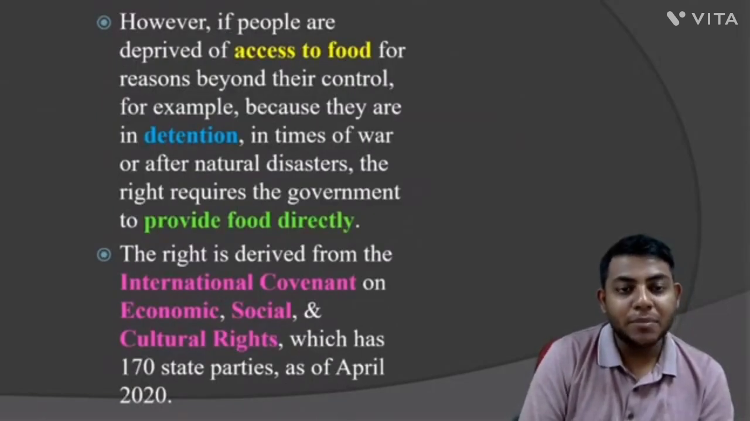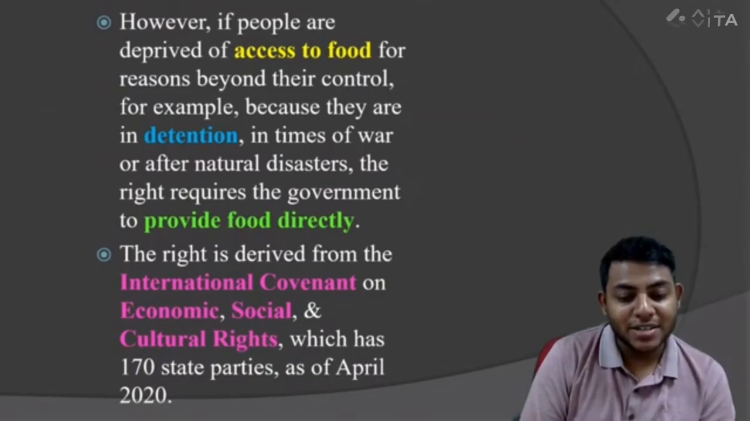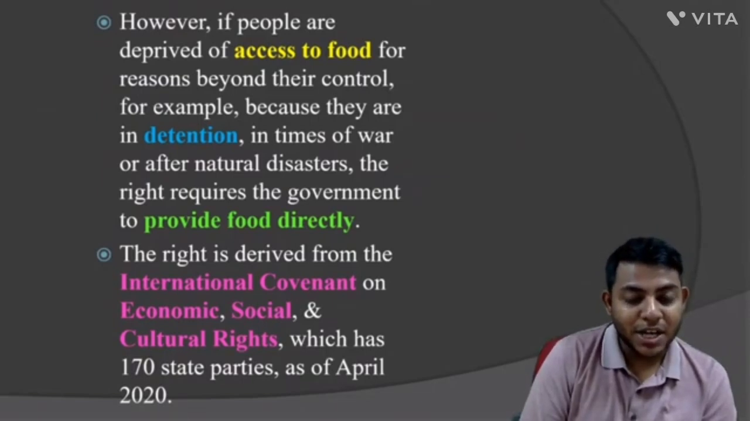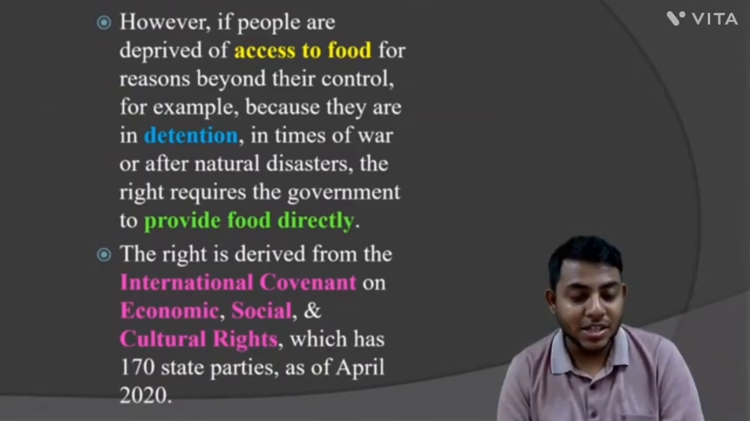However, if people are deprived of access to food for reasons beyond their control, for example, because they are in detention, in times of war, or after natural disasters, the right requires the government to provide food directly. This right to food is derived from the International Covenant on Economic, Social and Cultural Rights, or the ICESCR, which has 170 states party to it as of April 2020.